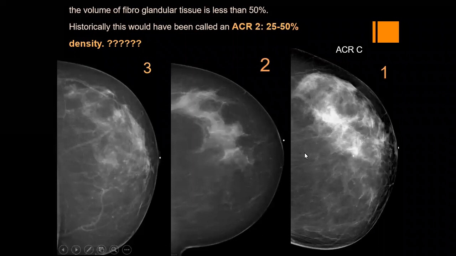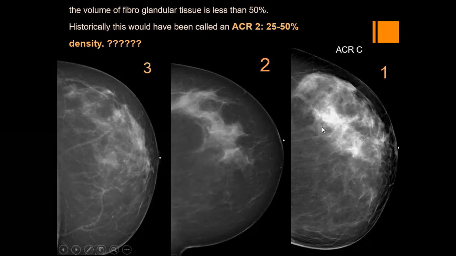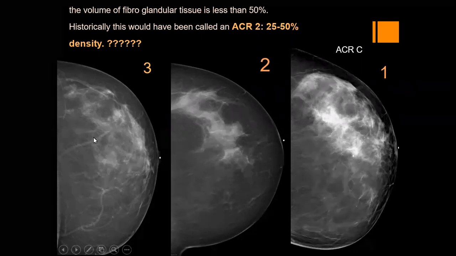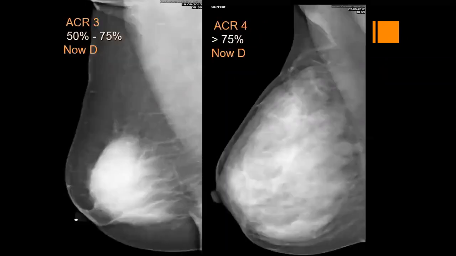Again, these are also my cases. If you look here, this is supposed to be SER2 at that time, but now I will report it as SERC, corresponding to SER3, while this one is still SERB, or SER2. Why? More or less the same amount or percentage of parenchyma, but this is heterogeneously dense, while this is scattered. It depends on many factors.